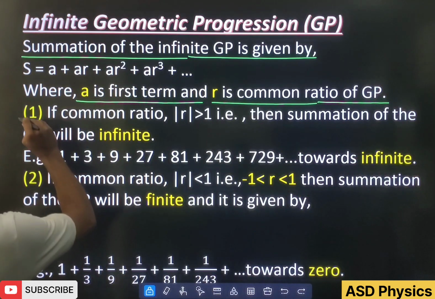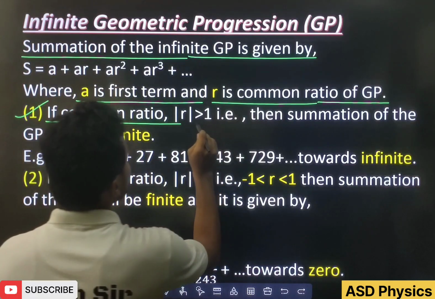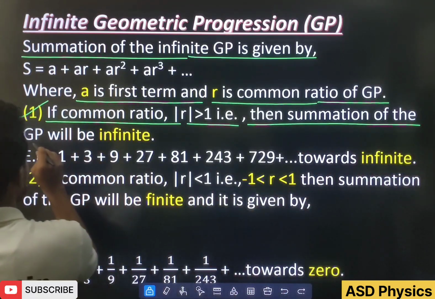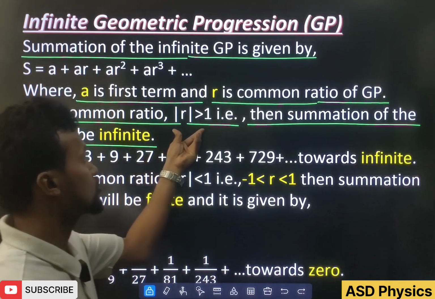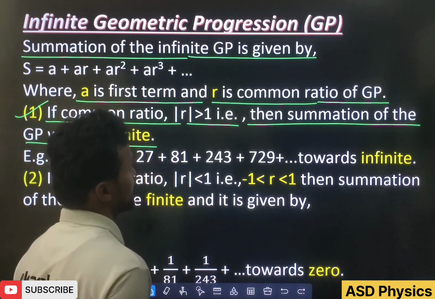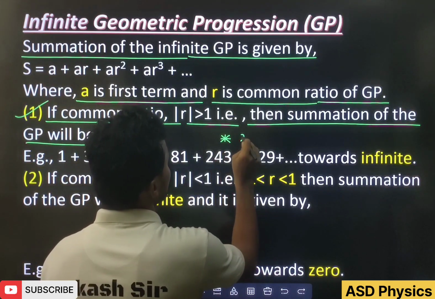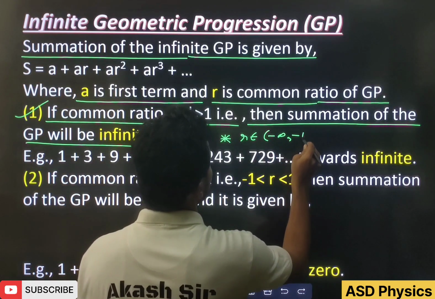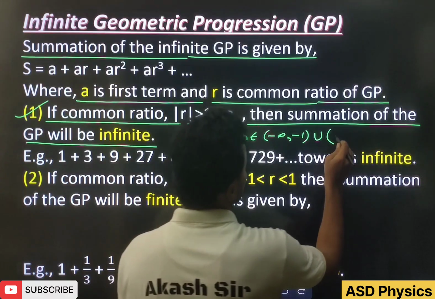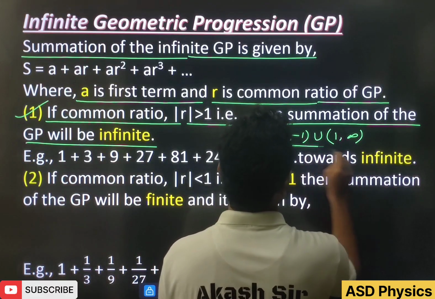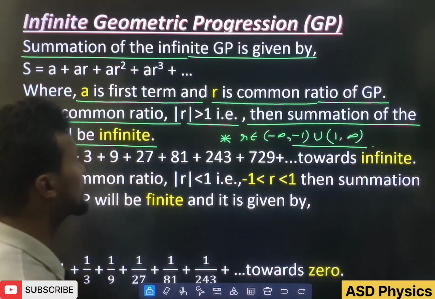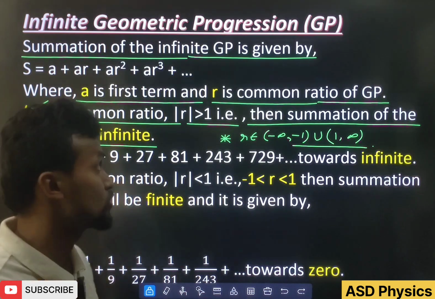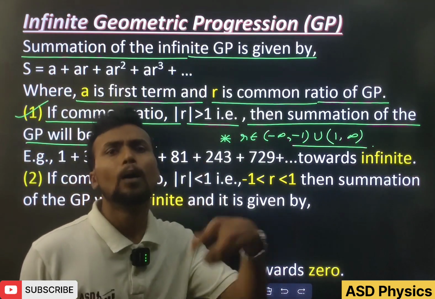Remember, the first important point: if the common ratio mod R is greater than 1, then the summation of the GP will be infinite. If I see from the mathematical point of view, this R will belong to minus infinity to minus 1, union 1 to infinity. But this is the math part, not that much important. Remember that in this situation the summation of the GP will be infinite only. Why? Because the common ratio is more than 1.